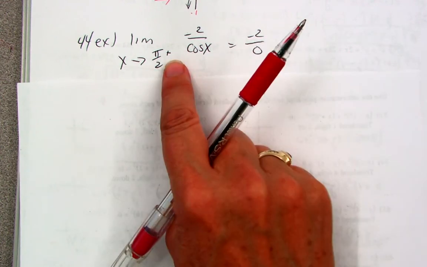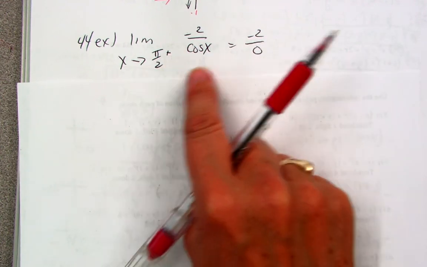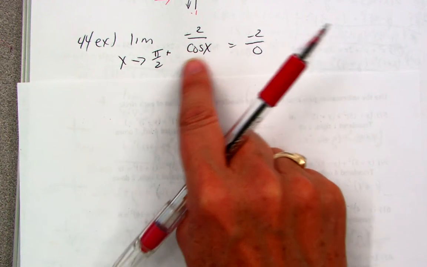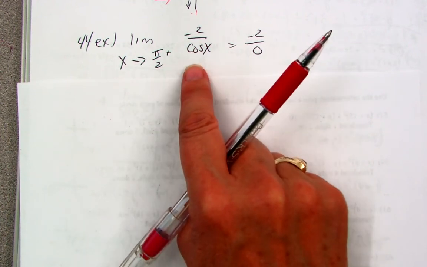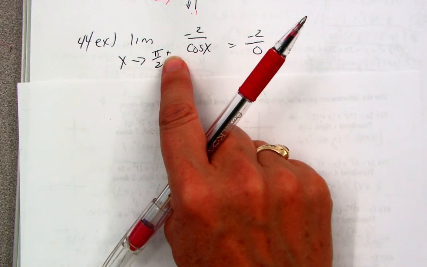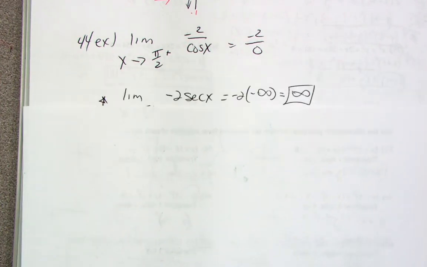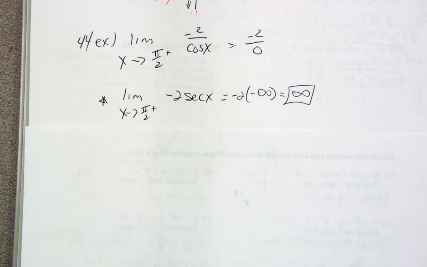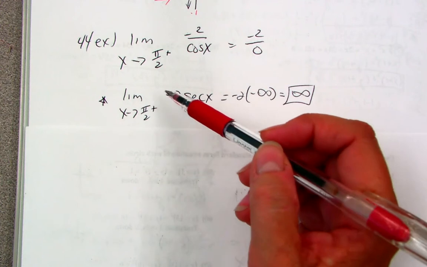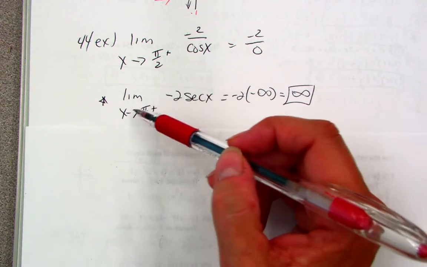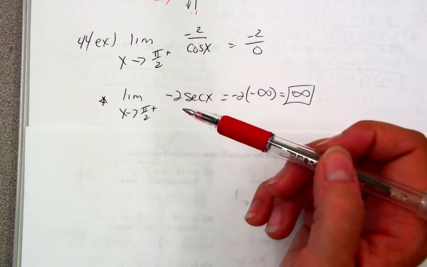But because it says from the right or left, I know this is an asymptote. Why? Because cosine of pi over 2 is 0. That means pi over 2 is my vertical asymptote. But since it's to the right, I want to know if it's positive or negative infinity. So this one, I'm actually going to manipulate the equation just a little bit. I can go ahead and take the reciprocal, the limit of negative 2 times secant x as x approaches pi over 2 from the right.